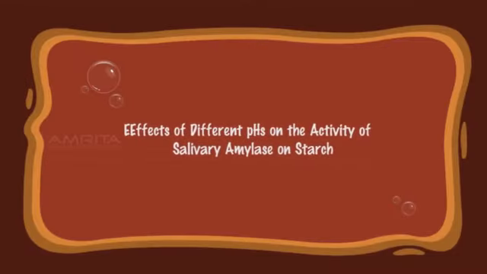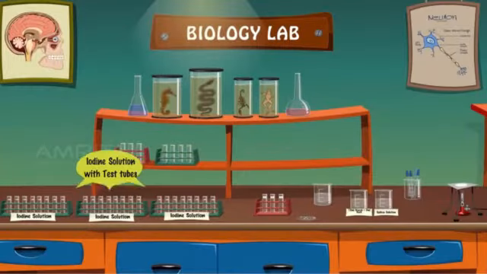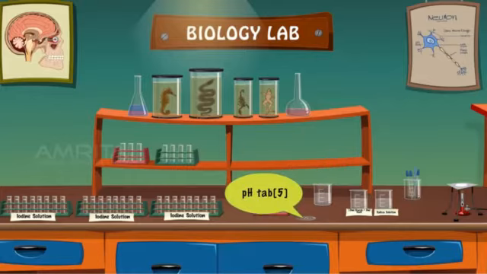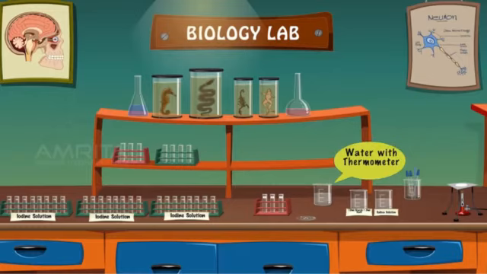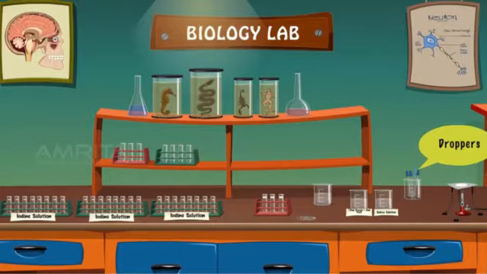Effects of different pHs on the activity of salivary amylase on starch. Materials required: 3 series of test tubes having iodine solution in each. Test tubes, pH tablets of 5, 6.8 and 8. Beaker containing water with thermometer, 15 ml 1% starch solution plus 3 ml 1% NaCl, saliva solution, droppers and wire gauze.